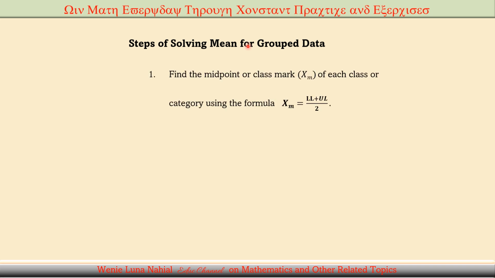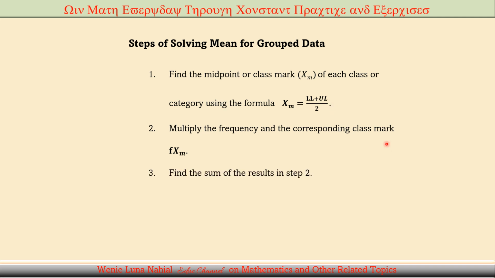Steps of solving the mean for grouped data. First, find the midpoint or class mark of each class or category using the formula: lower limit plus upper limit, divided by 2. Then multiply the frequency and the corresponding class mark. Then find the sum of the results in step 2. Solve the mean using the formula x bar equals the summation of f times x sub m over n.